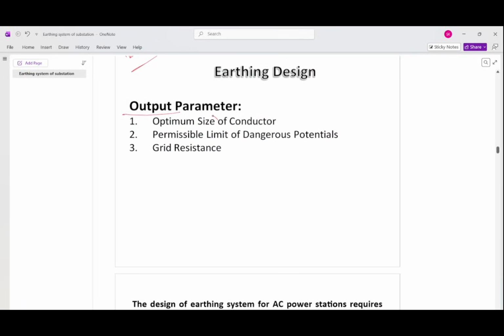We calculate the size of the conductor, firstly the optimum size, considering the corrosion allowance. Then the permissible limit of dangerous potentials, step and touch potential. These are also very important. And grid resistance is also an output. These three factors are the outputs. Grid resistance we calculate from the formulas.